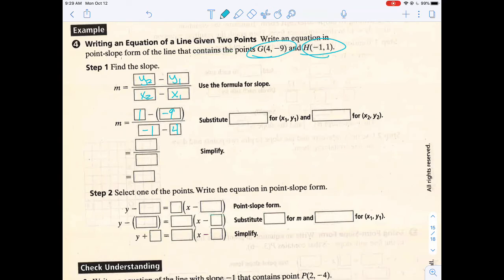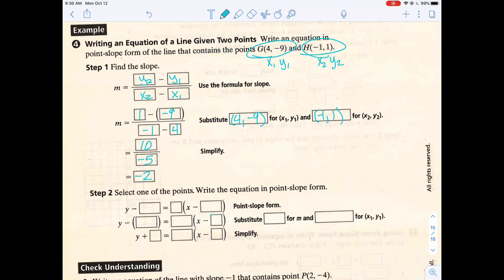Okay, this is all I did here. This is x2 and y2. This point's x1 and y1. So I substituted in 4, -9 for x1, y1, and -1, 1 for x2, y2. 1 minus -9 is actually 1 plus 9, so that'd be 10. -1 minus 4 would be -5. And 10 divided by -5 is -2. So there is our slope.